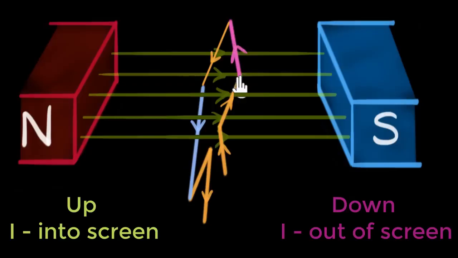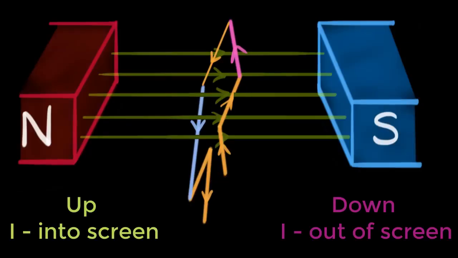Now the current in the pink wire should be out of the screen because we already saw using our right hand rule. When the wire is going down, the current must be out. And in the blue wire, which is going up, the current must now be inwards. In other words, the current will now change its direction. This is the important thing.